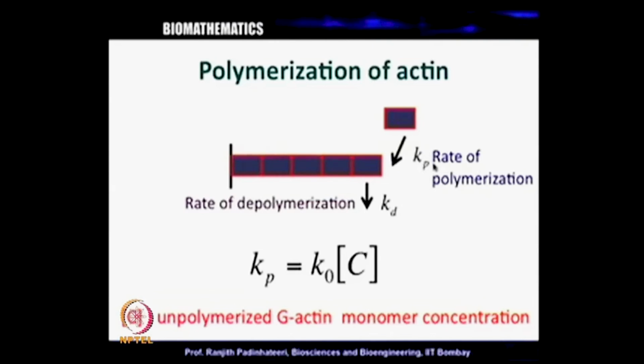What does it mean to say Kp is equal to 10 per second? It means that in 1 second, 10 of these will be added. And Kd, which is the depolymerization rate, is also something per second, let us say 2 per second. 2 per second means in 1 second 2 monomers, this one and this one, can depolymerize on average. That is the meaning of Kd equal to 2 per second.